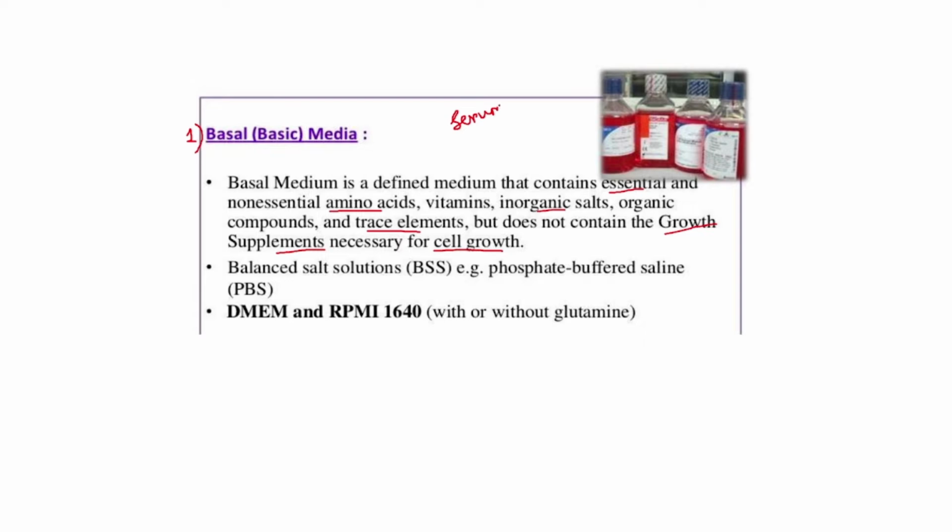Okay, so what are the examples? We have balanced salt solutions, various types of balanced salt solutions. These are examples of basal media. DMEM, RPMI 1640. So these are the most prominent examples of basal media. DMEM means Dulbecco's Modified Eagle Medium. And RPMI 1640 means Roswell Park Memorial Institute. So it is named after the research institute in which this media was discovered.